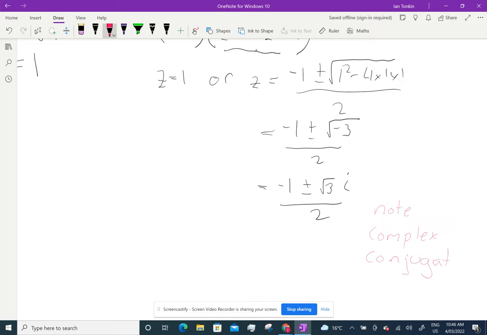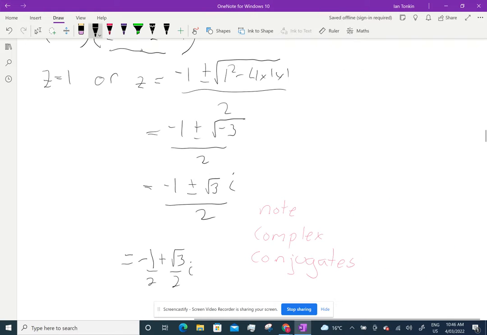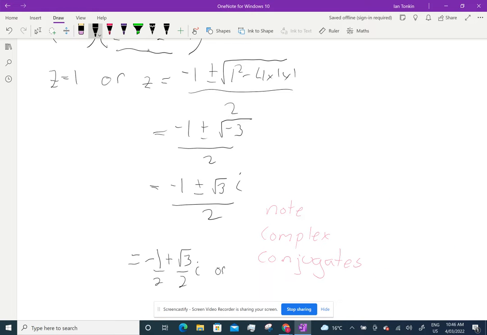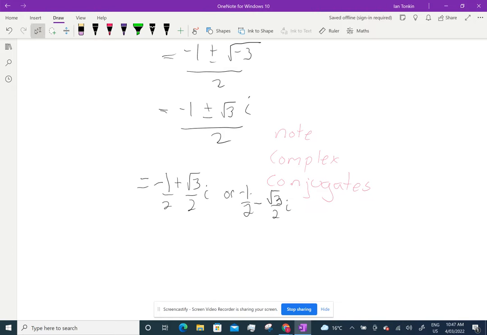And what do I mean by that? Well, you should know from your year 3 work, it's minus 1 on 2 plus root 3 on 2i, or minus 1 on 2 minus root 3 on 2i. It's just the same thing, but subtracted and added.